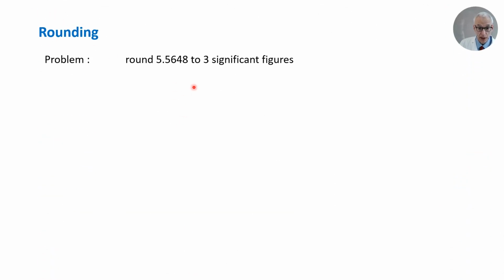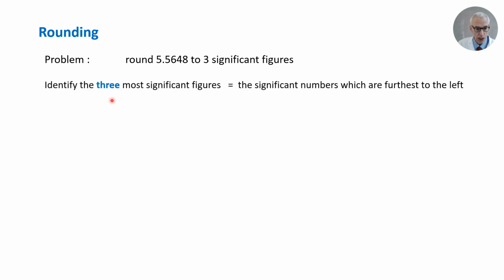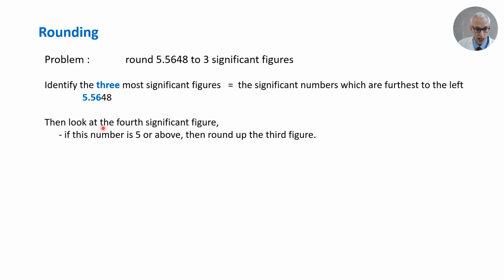Rounding. Round 5.5648 to three significant figures. Well, the first step is to identify the three most significant figures. Those are the figures furthest to the left, so it's 5.56. In blue, those are the three most significant figures. They are the three furthest to the left. Then look at the fourth significant figure.